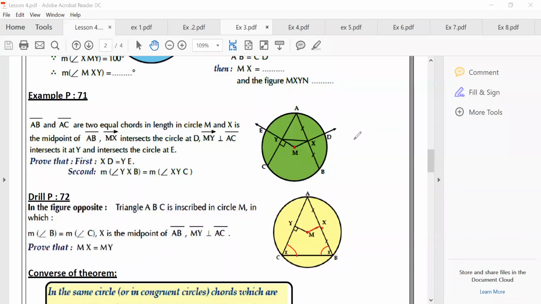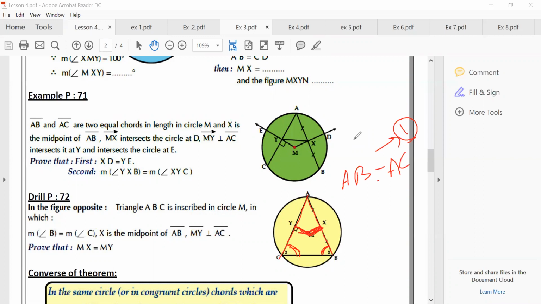I want to prove that MX equals MY. So prove AB equals AC, and the distances must be perpendicular. If angle B equals angle C, then AC, opposite to B, will be equal to AB. Isosceles triangle base angles are equal, then the two chords will be equal. Since measure B equals measure C, AB equals AC. This is the first thing, that the two chords are equal.